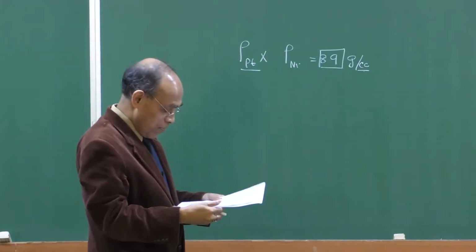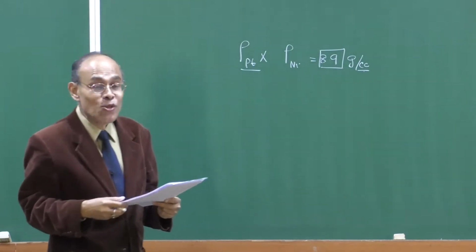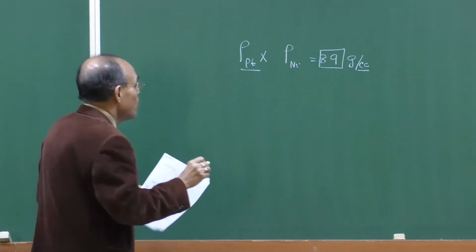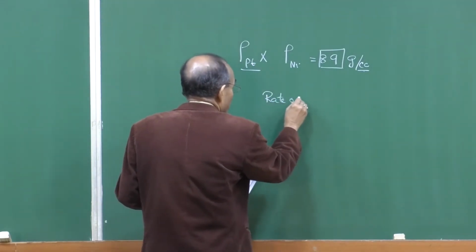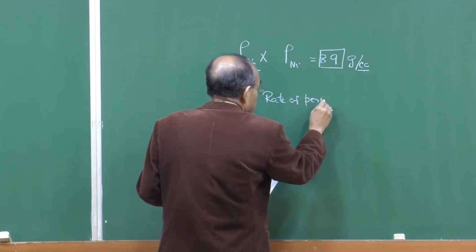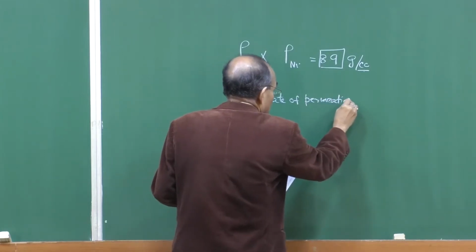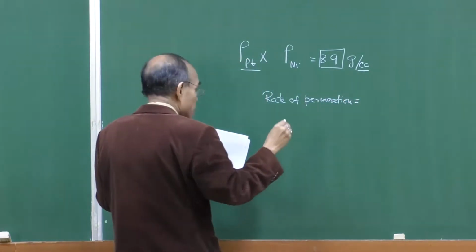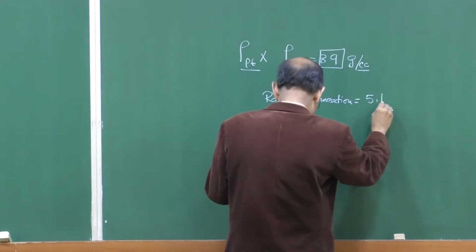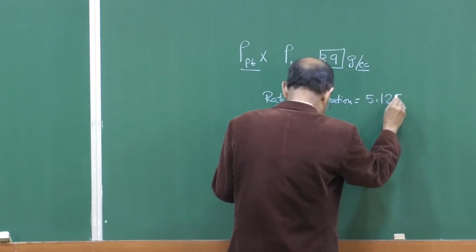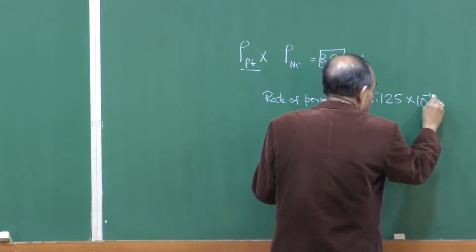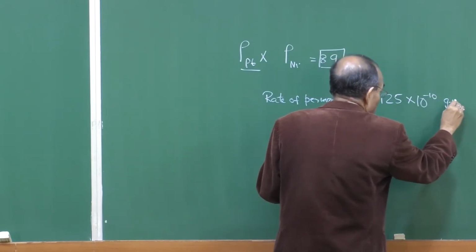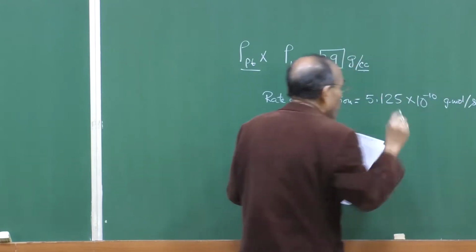If you substitute this value, the answer to the problem, as I have quoted, is 1.7 into 10 to the power minus 12. It is not so. The answer of the problem, the rate of permeation, will come out to be, according to my calculation, minus 10 gram mole per second. You may verify these numbers. That is the rate of permeation.